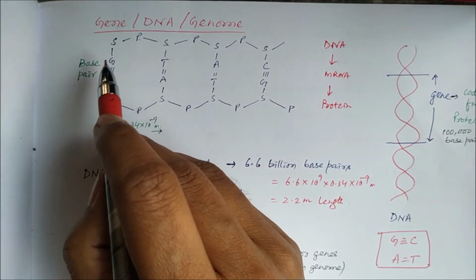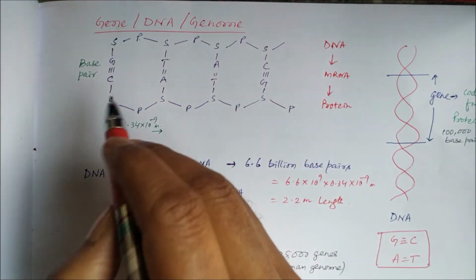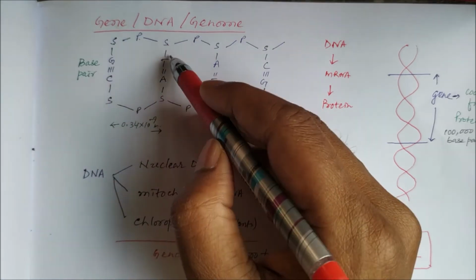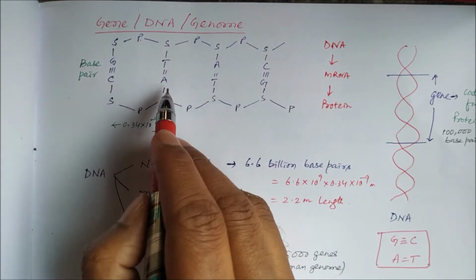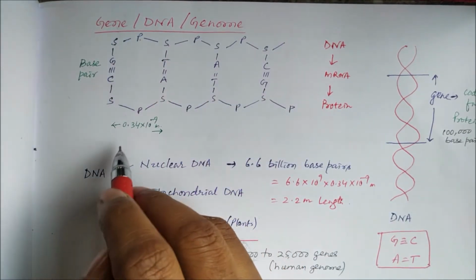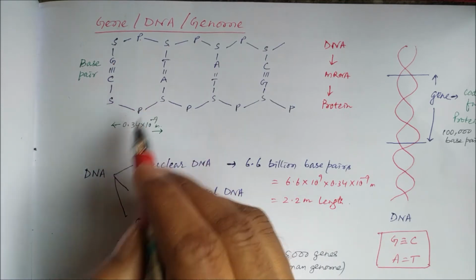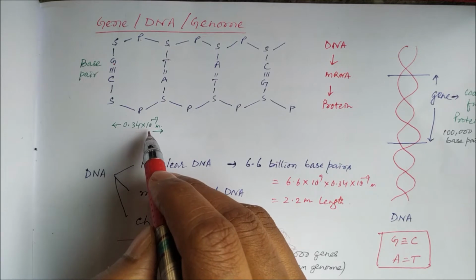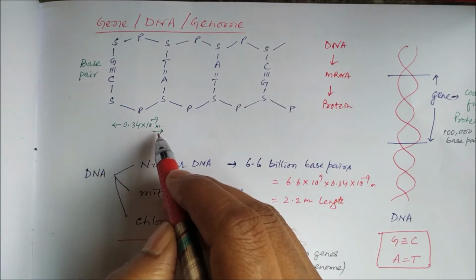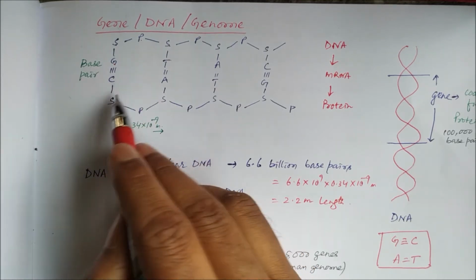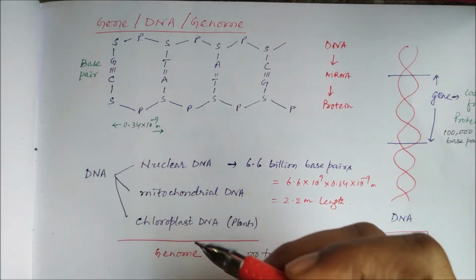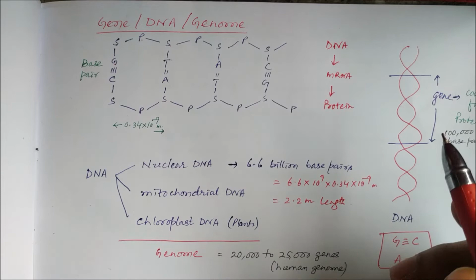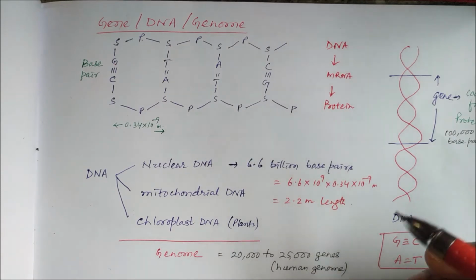and we can know the length of a DNA in terms of its base pairs. So this is one base pair, this is one base pair, these are two consecutive base pairs, and if we see the distance between two consecutive base pairs, it is around 0.34 times 10 to the power minus 9 meter. So between two consecutive base pairs, this is the distance. And what is the number of base pairs in DNA?